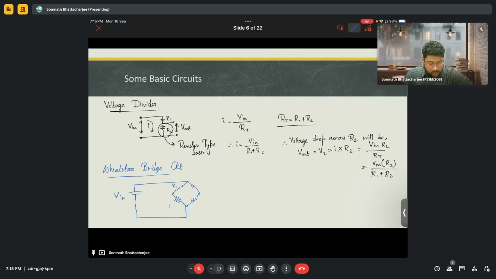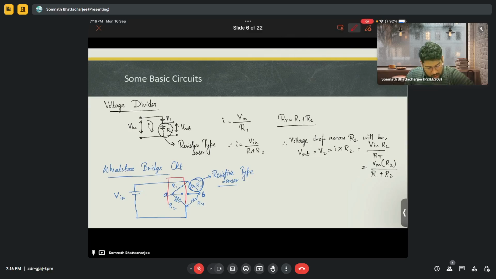Let's say this is R1 resistance, this is R2 resistance, this is R3, and this is R4. There's a terminal in between. So this is called the Wheatstone bridge. And to get the bridge balanced, we can exchange any of the terminals to again a resistive type sensor. Okay. So let's say this point is your A point and this point is your B point.